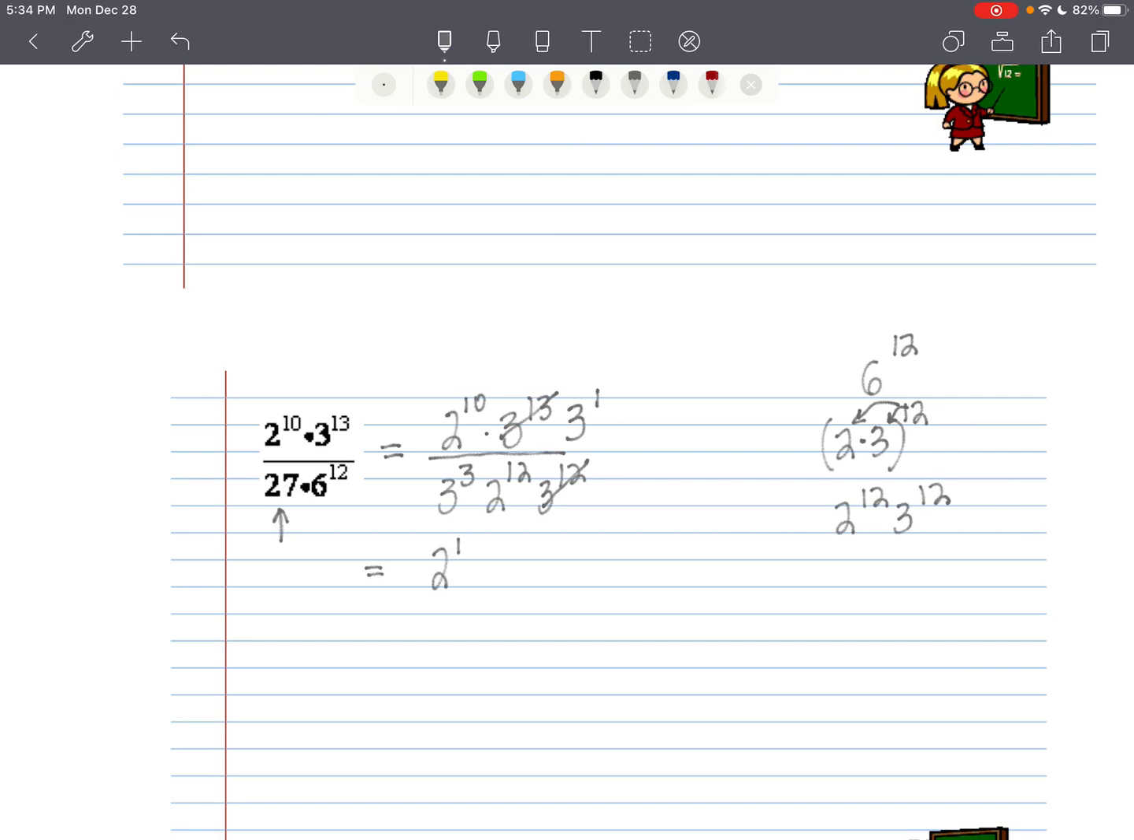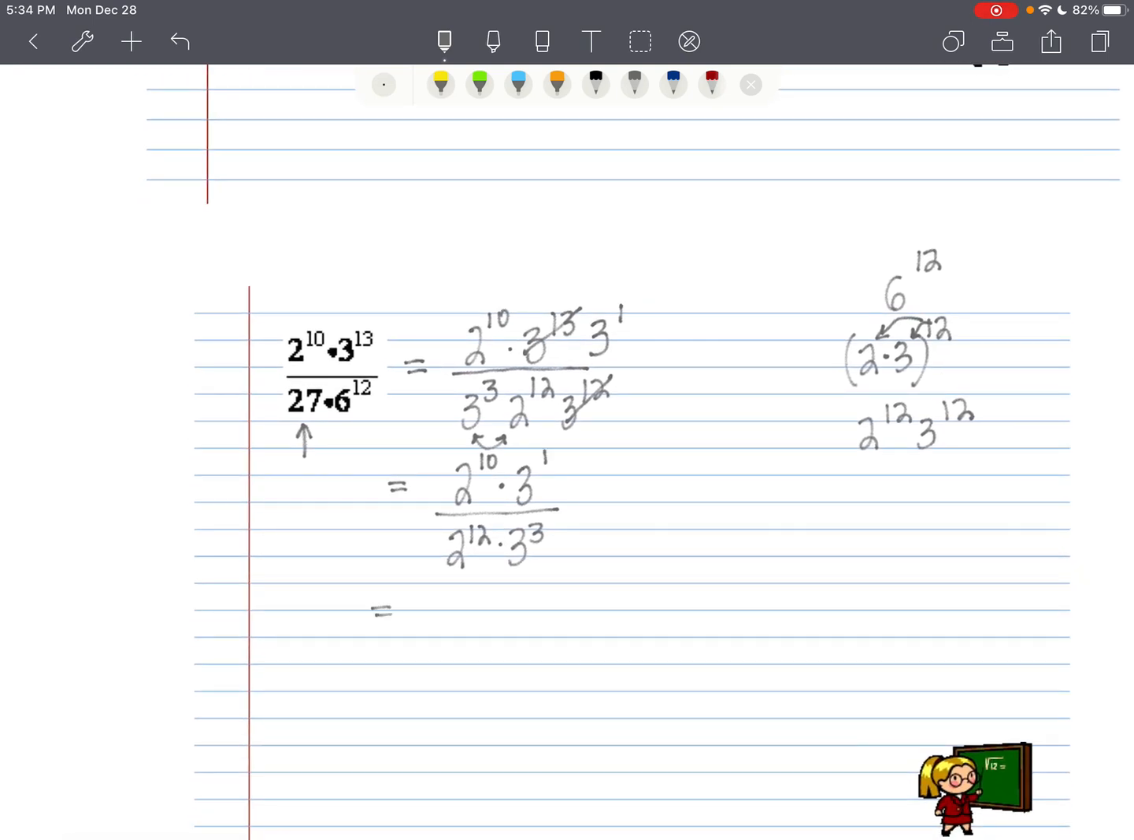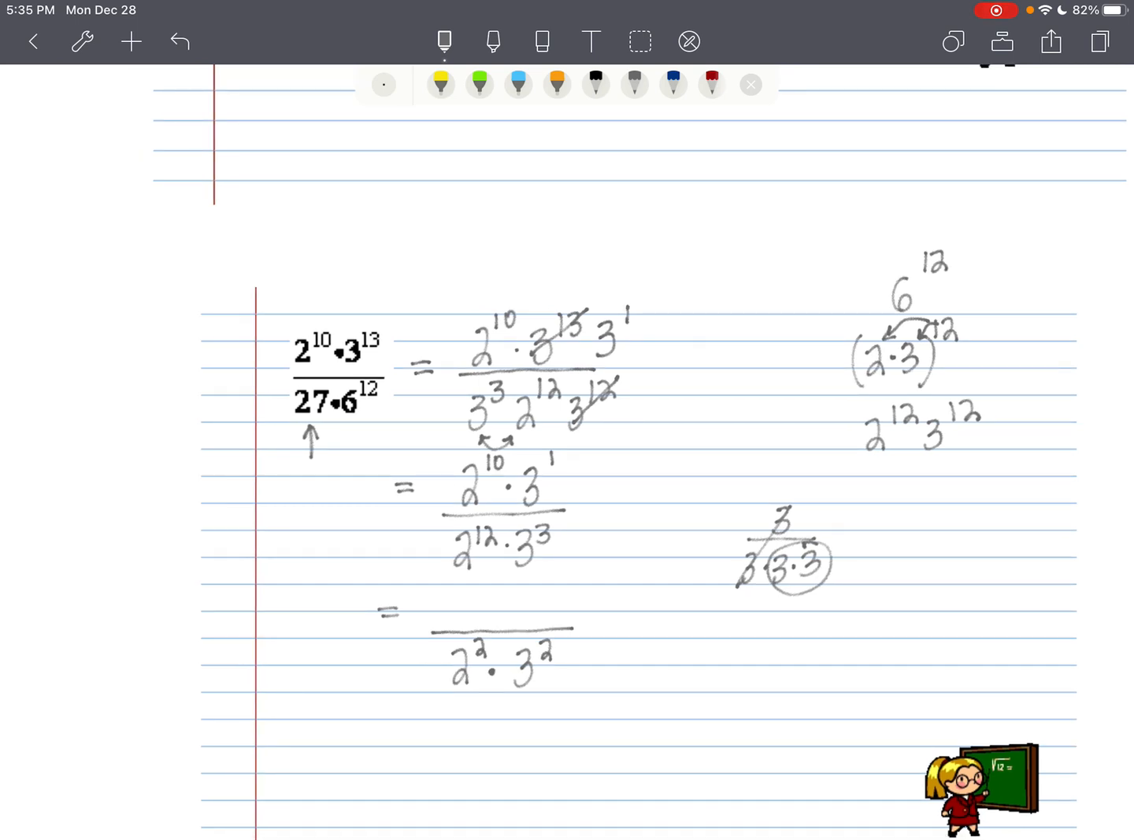So let's take this slow. 2 to the 10th times 3 to the first over, let's rewrite this, 2 to the 12th times 3 cubed. So I just reversed those two factors. Now 2 to the 10th over 2 to the 12th, that's going to leave me with 2 squared in the denominator. And 3 to the first over 3 cubed, that's going to leave me 3 squared in the denominator. So I can show you with the 3's. 3 to the first over 3 cubed. See, these 3's cancel, and we have 3 squared in the denominator.